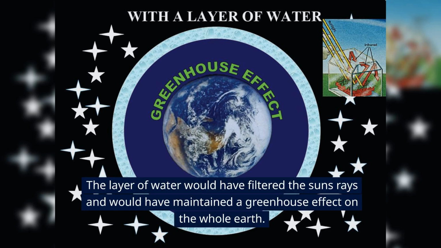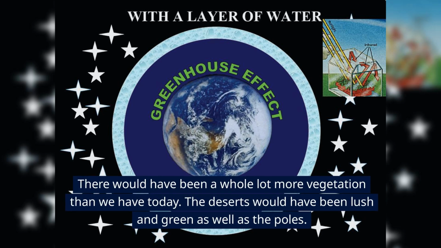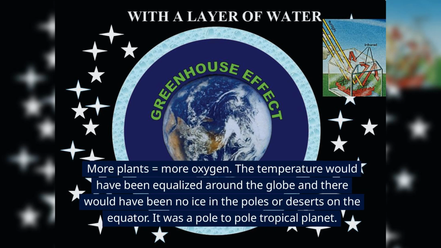The layer of water would have filtered the sun's rays and would have maintained a greenhouse effect on the whole Earth. There would have been a whole lot more vegetation than we have today. The deserts would have been lush and green, as well as the poles. More plants and more oxygen.